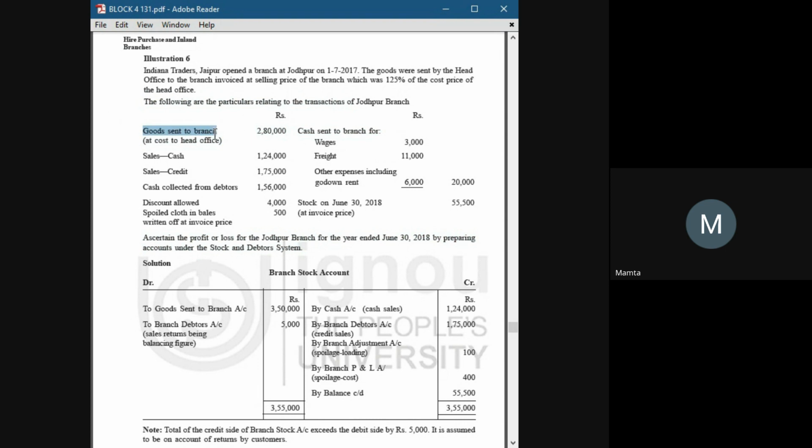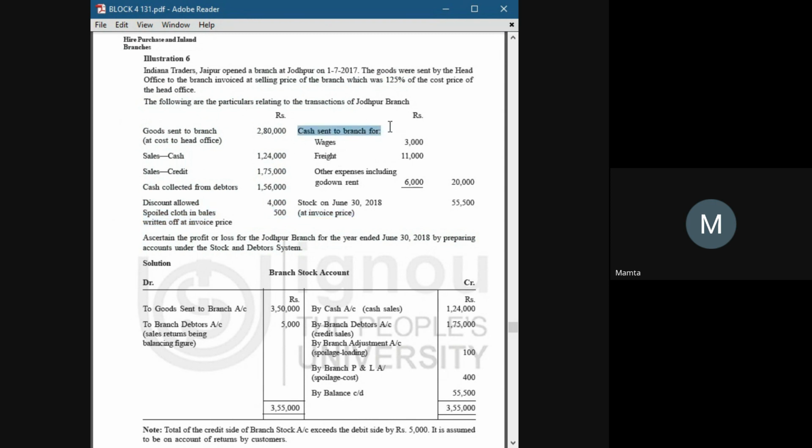Goods sent to branch at cost to head office 2,80,000. It is at cost price, but remember, we need to put it at selling price, meaning the invoiced price. Cash sales 1,24,000. Credit sales 1,75,000. Cash collected from the debtors is 1,56,000. Discount allowed is 4,000. Spoiled clothes in bales written off at invoice price is 500.